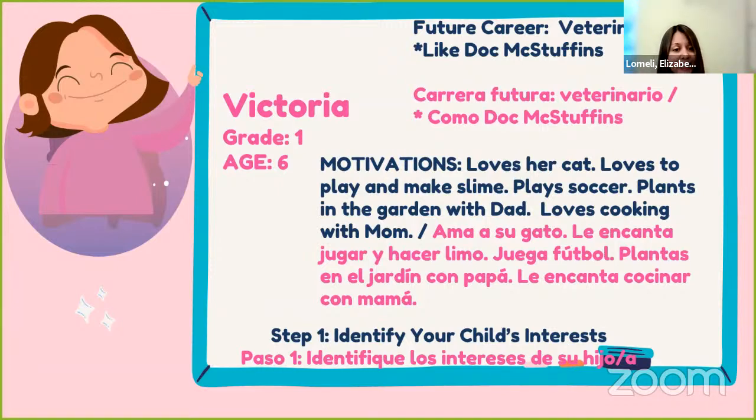So at this age, at age 6, maybe Victoria is headed on the path to becoming a veterinarian. She's so interested in her cat and she loves animals that maybe that's her pathway, right? Identifying Victoria's interests are going to help to develop her language abilities and her literacy skills, and her interest is going to be there as well.